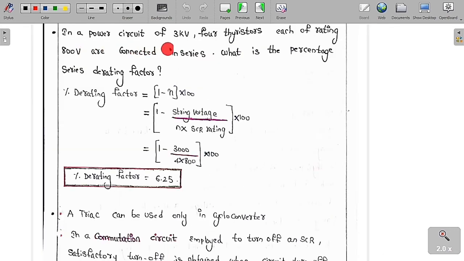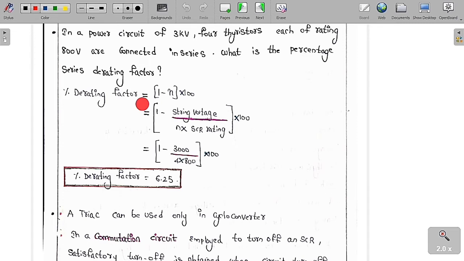In a power circuit of 3 kV, 4 thyristors each of rating 800 volt are connected in series. What is the percentage series derating factor?